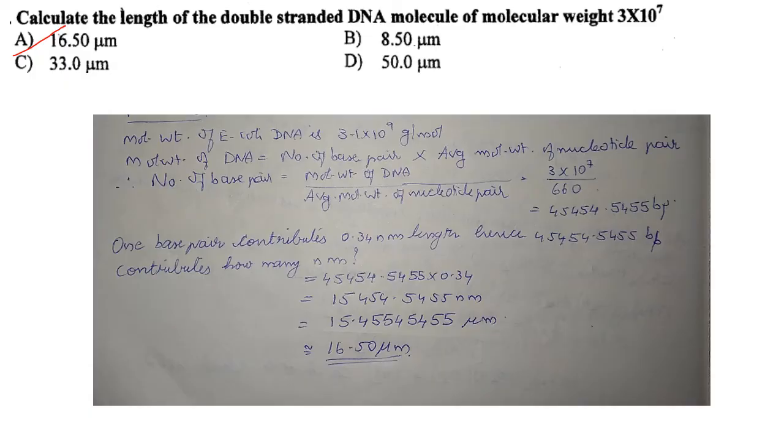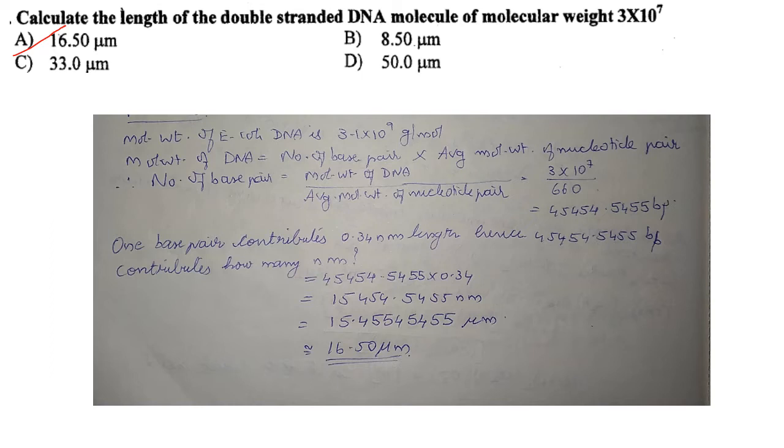Then next question. Calculate the length of the double-stranded DNA molecule of molecular weight 3 into 10 raised to 7. Now I have got a value which is close to the ones given in the option. So if you have any doubt or if you find that there is a mistake in my calculation, then please let me know in the comment section. So coming to the question, calculate the length of the double-stranded DNA molecule of molecular weight 3 into 10 raised to 7. So molecular weight of E. coli DNA is 3.1 into 10 raised to 9 grams per mole.